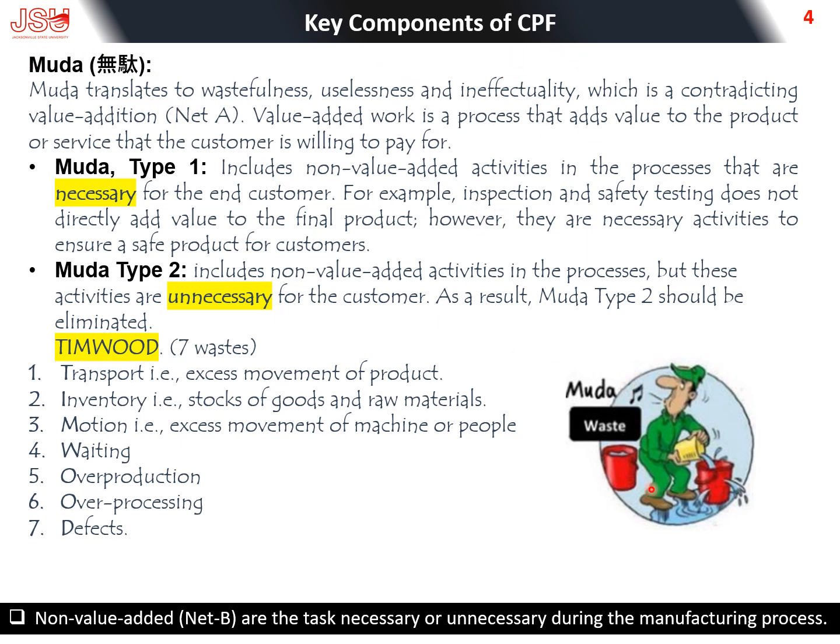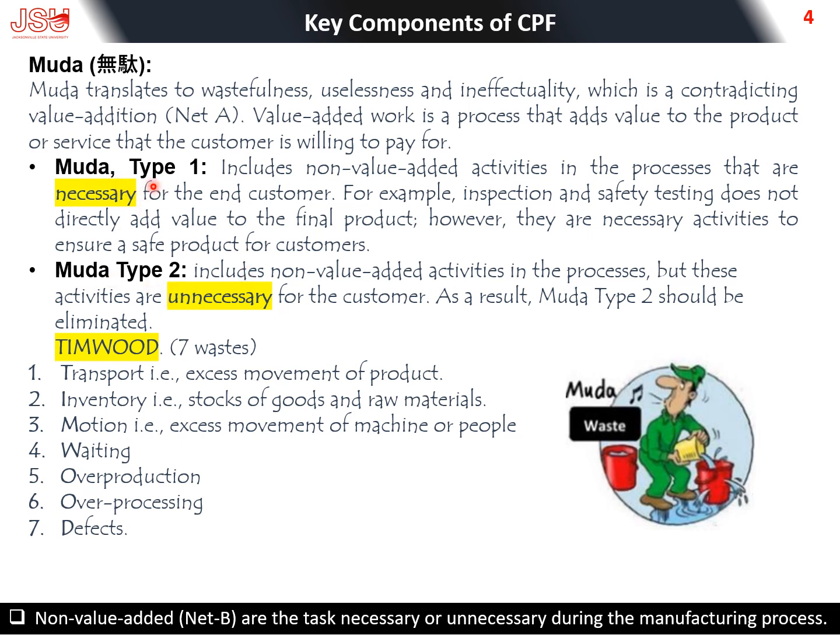MUDA. MUDA translates to wastefulness, uselessness, and ineffectuality, which is a contradicting value addition, net A. Value-added work is a process that adds value to the product or service that the customer is willing to pay for. Under MUDA, we have two categories. We have MUDA Type 1 and MUDA Type 2.